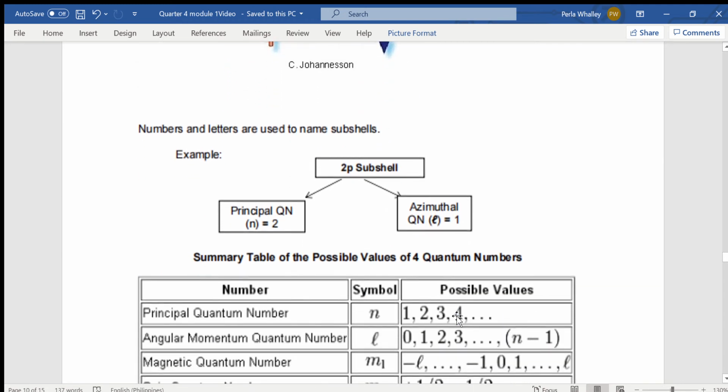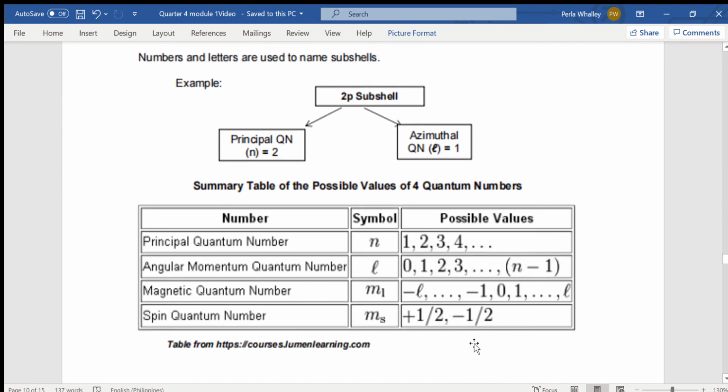Numbers and letters are used to name sublevels. So we have the 2p sublevel. The principal quantum number is 2, that is the coefficient before the letter p. And p is the azimuthal quantum number, which corresponds to 1.